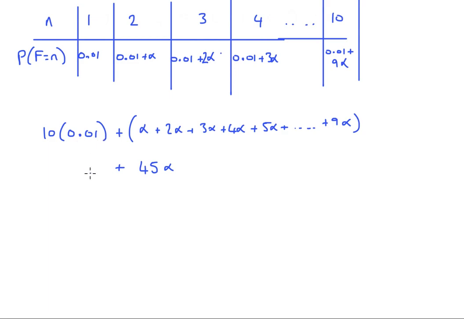Adding 10 lots of 0.01, that's going to be 0.1. That needs to come to a total of 1 whole 1. So 45 alphas is going to equal 0.9. Alpha is going to be 0.9 over 45, which is 0.02. So alpha must be 0.02.